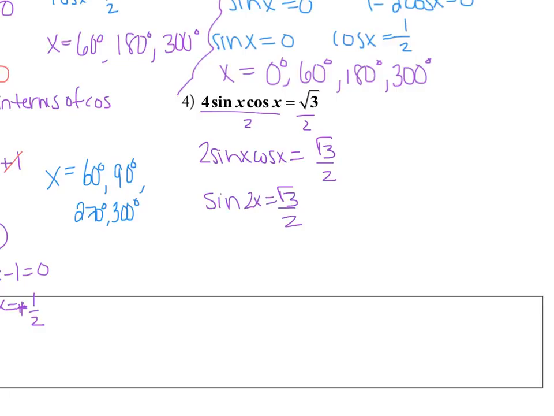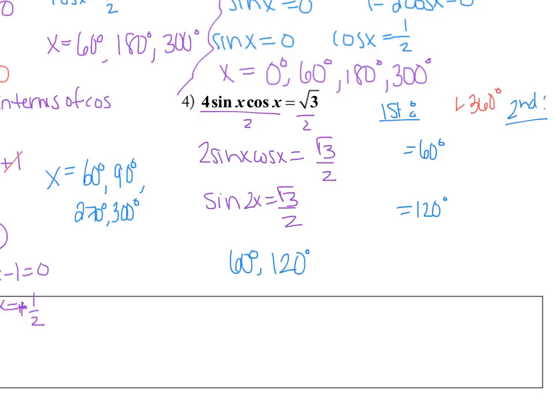Okay. And because this is a double angle, that means we're going to have 2 rotations as yesterday. So where does sine equal root 3 over 2? That takes place at 60 degrees and 120 degrees. So our first rotation, 60 degrees and 120. And then go ahead and set up your second rotation right away without solving for it yet. Add 360 and get 420 and 480 degrees.